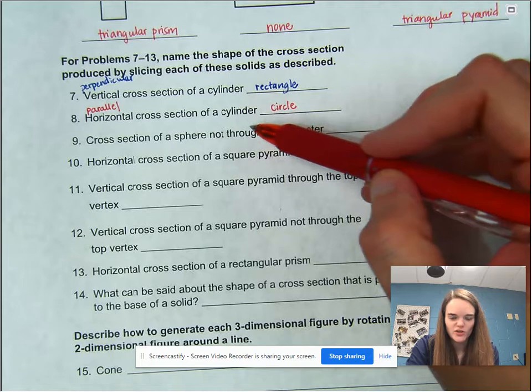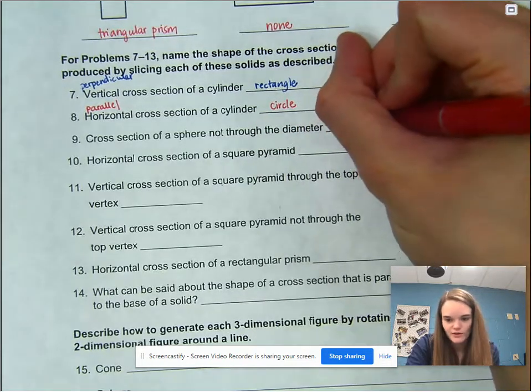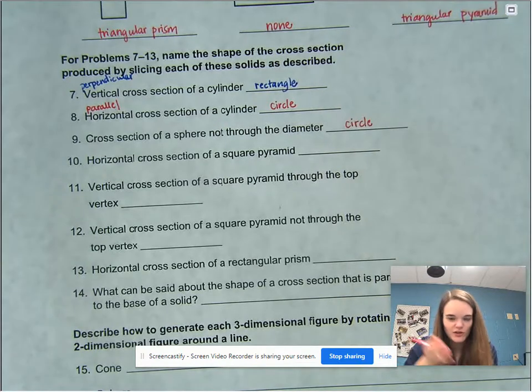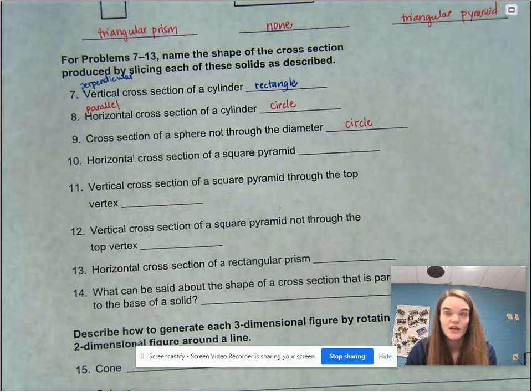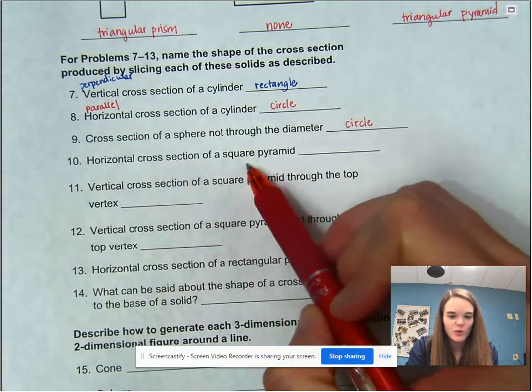Cross-section of a sphere, not through the diameter, is always a circle. You cut a sphere any way, you're going to get circles. They might not be the same size circle. It's not going to be the diameter, it's not going to have the same radius as the whole sphere. Right?